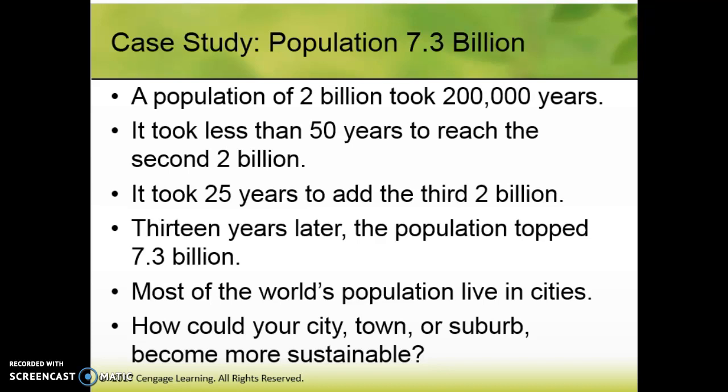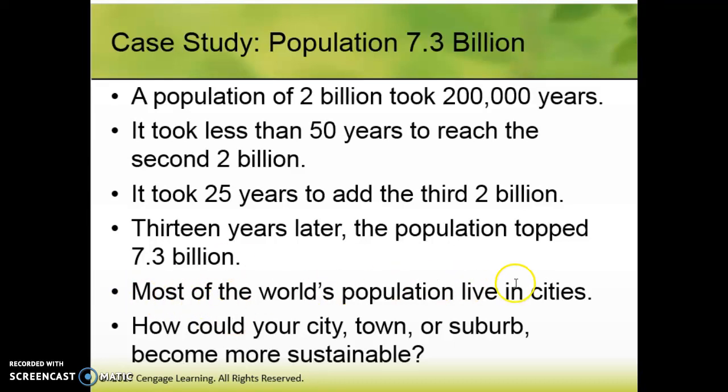A population of 2 billion took around 200,000 years to accumulate. Then look at what this should scream to you: exponential growth. It took us 200,000 years to build a population of 2 billion. It took less than 50 years to reach the second billion, then 25 years to add the third. 13 years later, we're over 7.2 billion. If that's not exponential growth, I don't know what is.